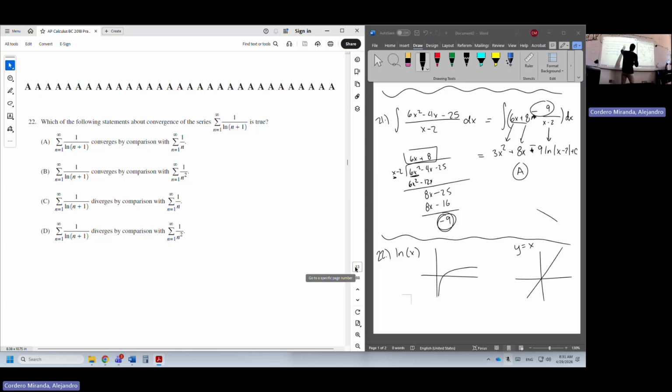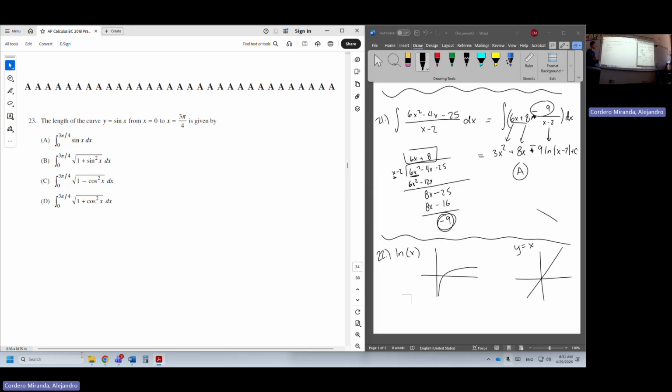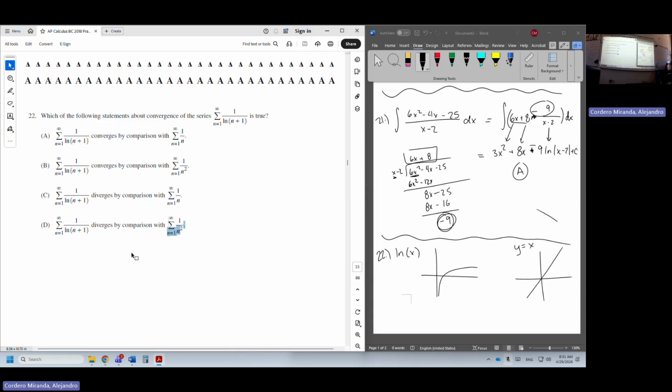When I saw this, I was like, oh, 1 over natural log. Natural log is not a very fast growing thing. So in my heart, I was like, this has to diverge. If this grows fast, then it should converge. If it grows slowly, like natural log, then it should diverge. They made it even easier than I thought, because it can't converge comparing it to 1 over n, because 1 over n diverges, and it can't diverge comparing to n squared, because n squared converges. So it has to be B or C.